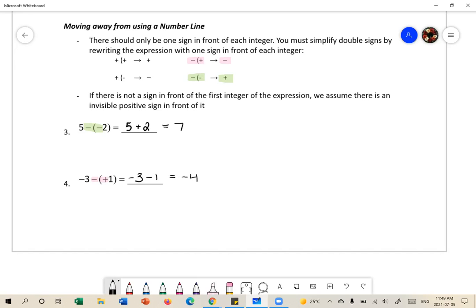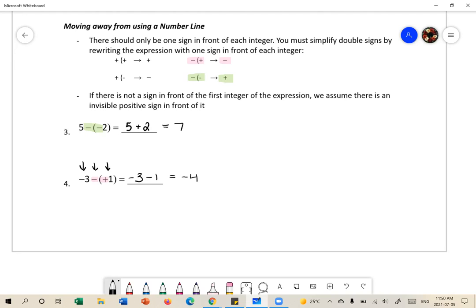Something else that we are introduced to in grade 9 is that negative signs in subtraction, as well as positive signs in addition, are interchangeable. They mean the same thing. Let's look at number 4. This says -3 subtract +1.